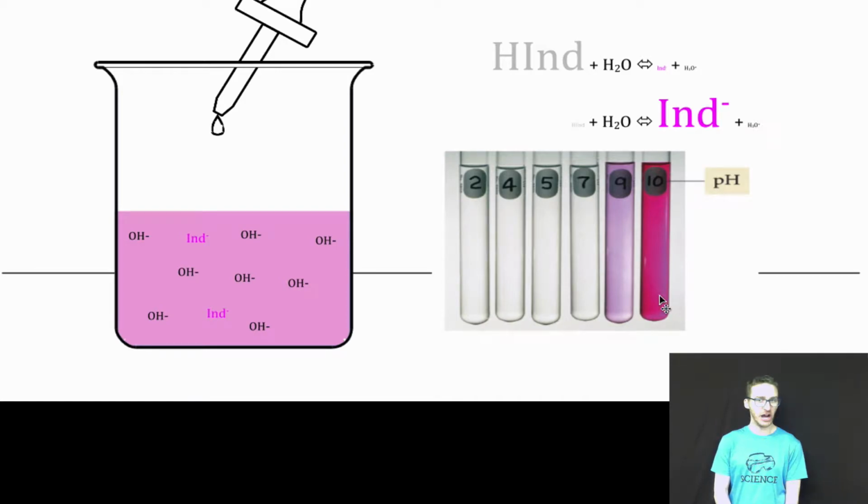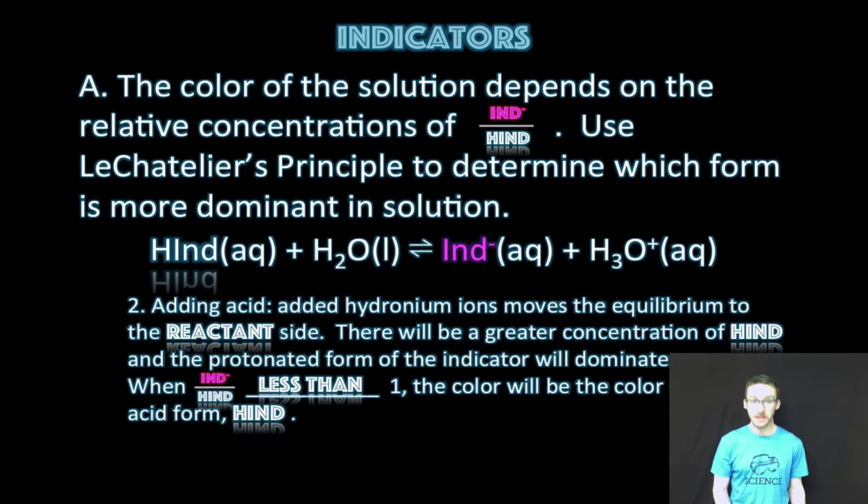Magenta, fuchsia. Now let's think about it in an acidic solution. And let's think about Le Chatelier's principle. If you add this indicator to a solution that has a bunch of hydronium ion, the equilibrium is going to shift to the left, or the reactant side. For phenolphthalein, that's the colorless side.